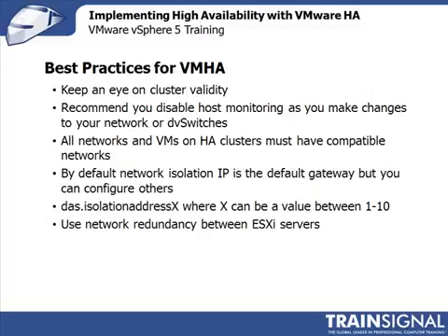Use network redundancy between ESXi servers, so basically make sure you have more than one management network, and so forth. All right, enough slideware. Let's go ahead, jump into vCenter, and configure VMware High Availability.